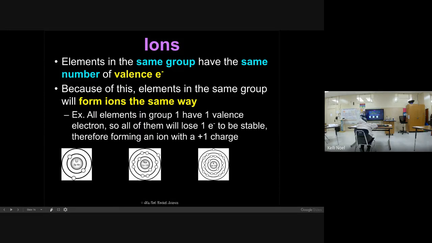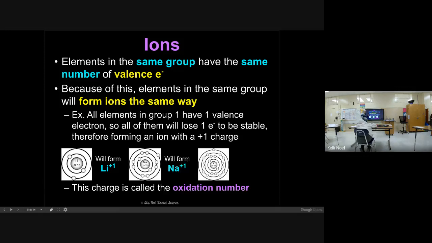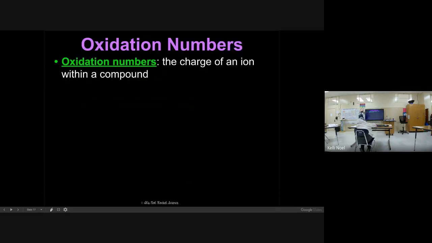So all elements in group one have one valence electron, so they will all lose one electron to be stable, forming a +1 charge. We call this charge the oxidation number. And we're going to have a whole little mini practice on finding those oxidation numbers. So lithium will be +1, sodium +1, and potassium +1. So oxidation numbers, even though we're going to talk about it today, we're going to practice it later on. This is just the charge of an ion. It's going to be written as a superscript to the right of the symbol. So you'd write the symbol, then up at the top, you would put the charge.